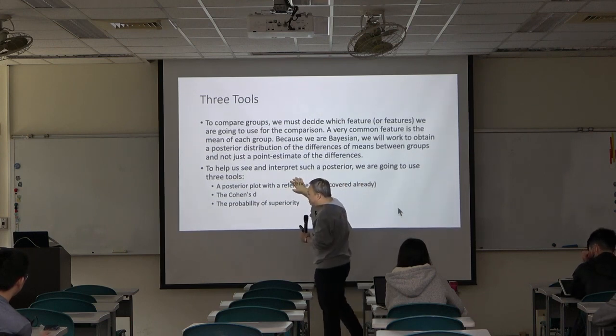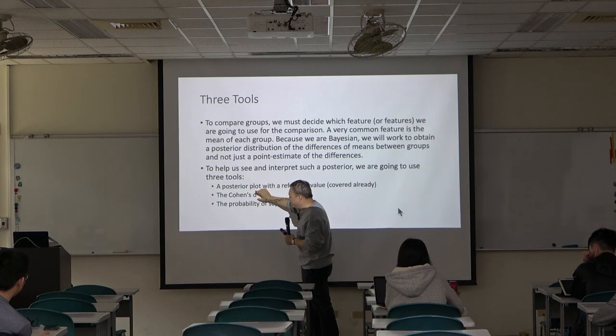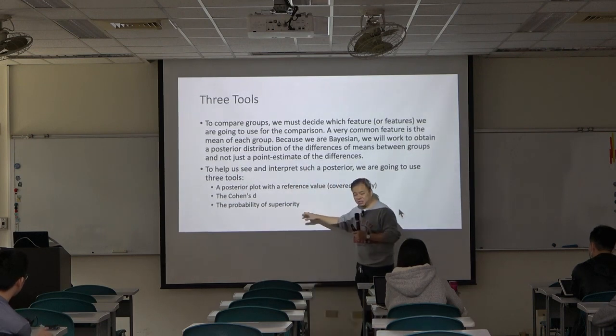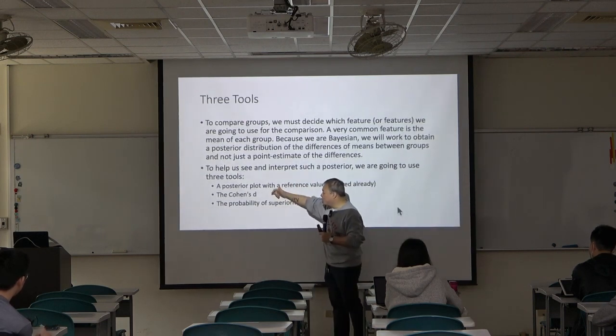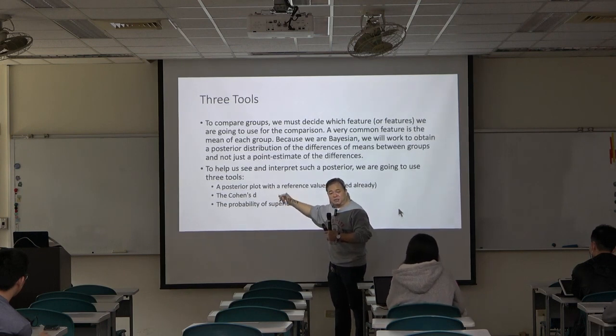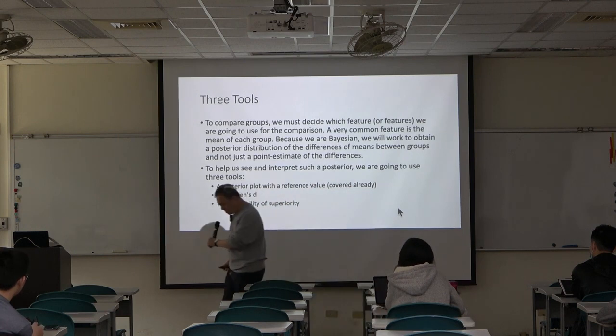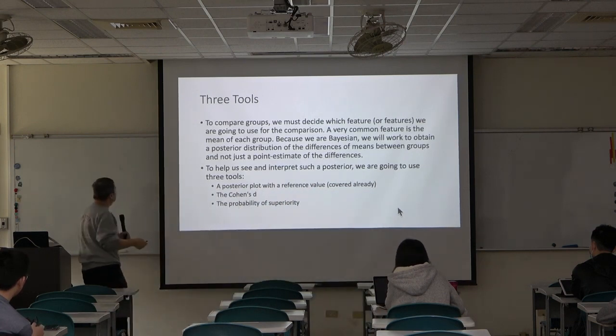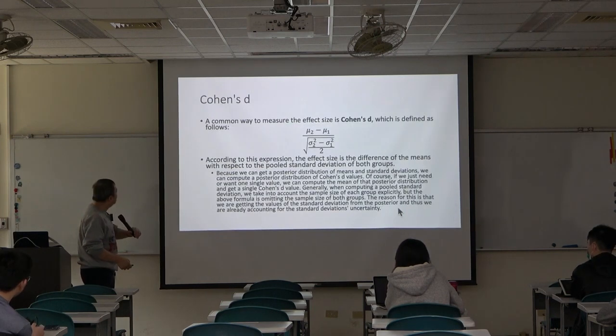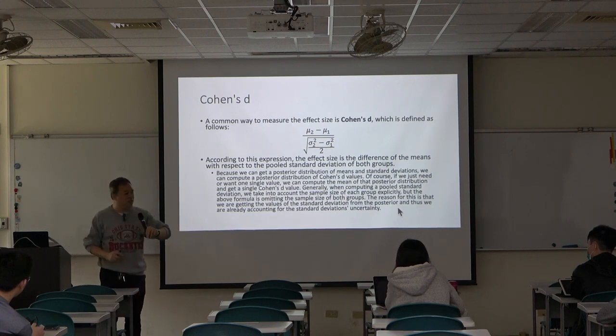The second one is Cohen's d. What is Cohen's d? I will explain shortly. The third one is probability of superiority. These 2 are actually correlated in many cases. Yeah, so let's continue. The first thing we already explained previously, so I will skip. The second thing, Cohen's d. Let's take a 10 minute break. When we come back, we will continue from here.